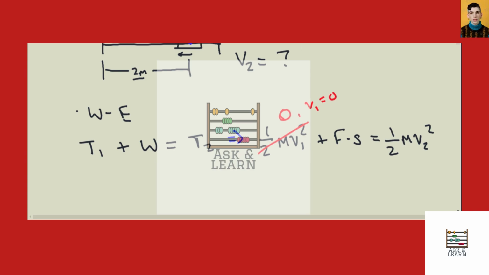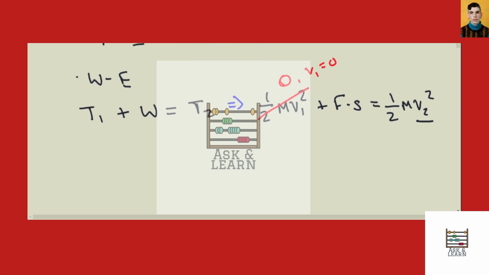So now we can simply solve for v2. To do that, you multiply both sides by 2 to get rid of the 1/2. Then you divide both sides by m to get rid of that m. And because v2 is squared, you take the square root of both sides. So we have v2 is equal to the square root of 2 F dot s divided by m.